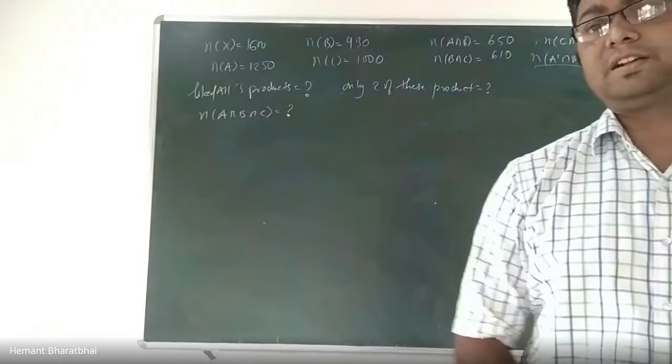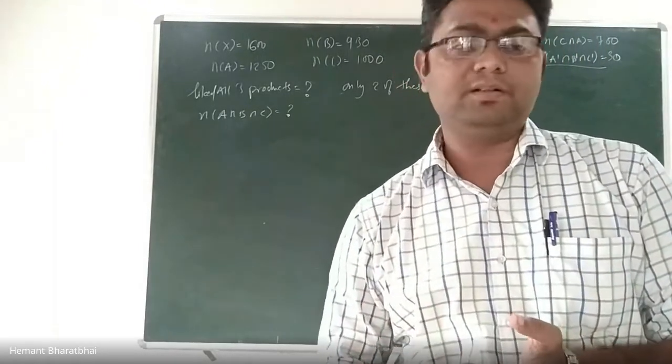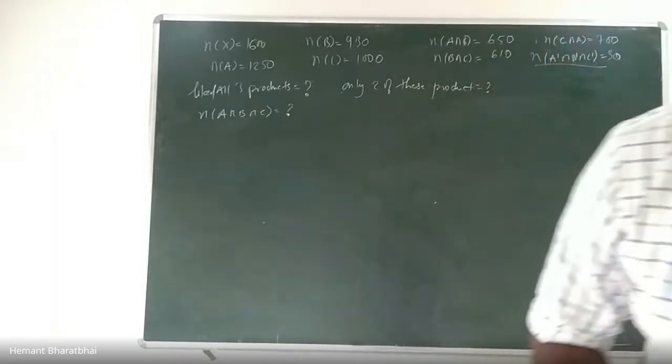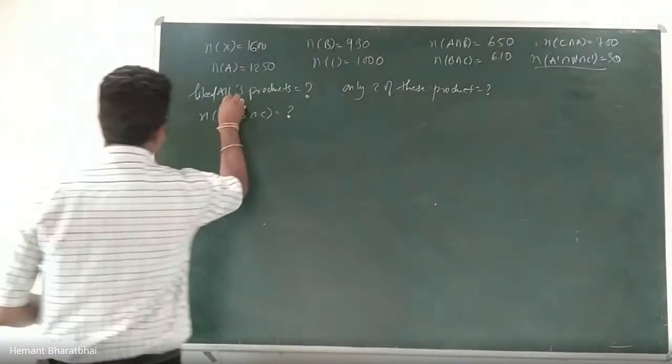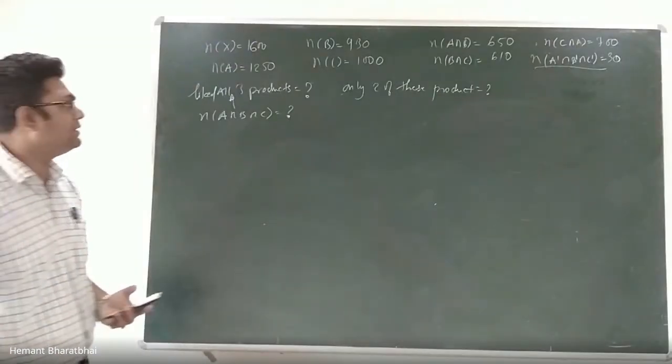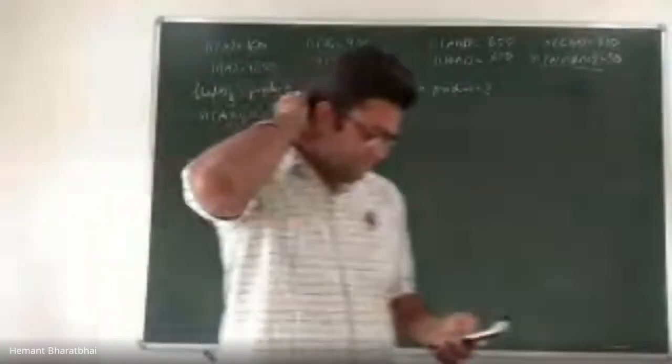All the three products means they like the product A, and they like the product B also, and they like the product C also. Therefore, what does it mean? It means I have to find out the number of elements in A intersection B intersection C. Next, only two products. Only two products means what does it mean?